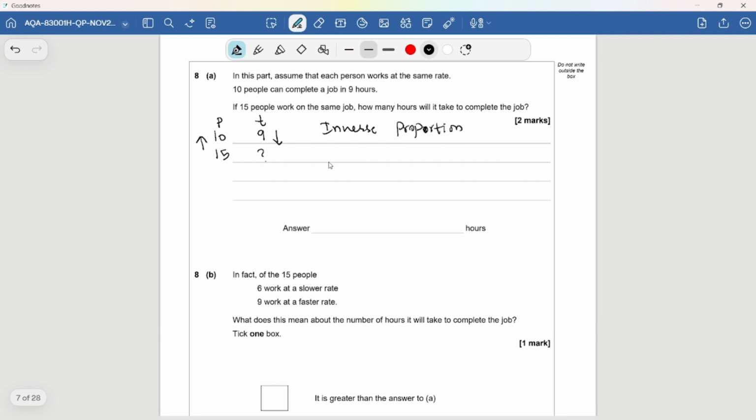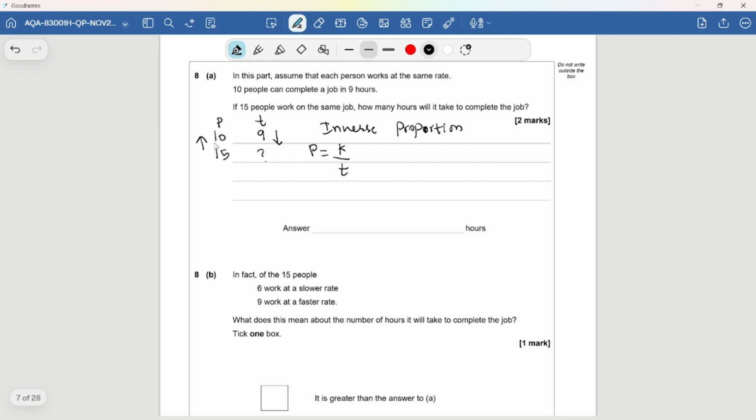So we have this equation for inversely related quantities, where if P is the number of people and T is the time, they are inversely related to each other. So we write it as P is equal to K over T, where K is some constant. If we figure out what K is, we can find the time required for 15 people.